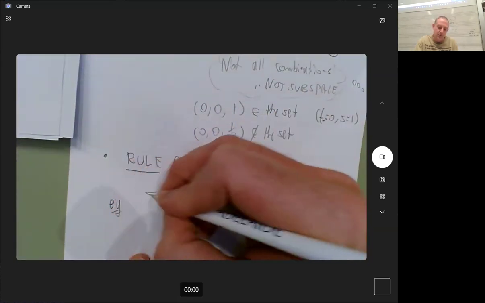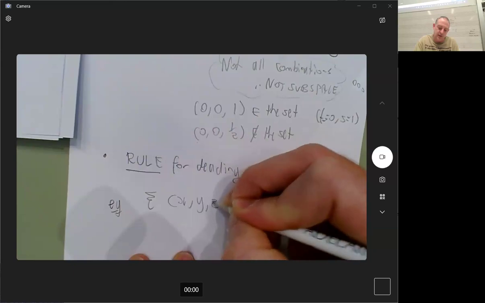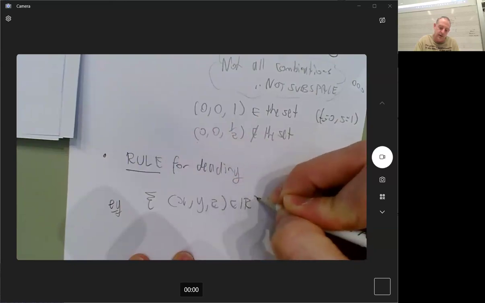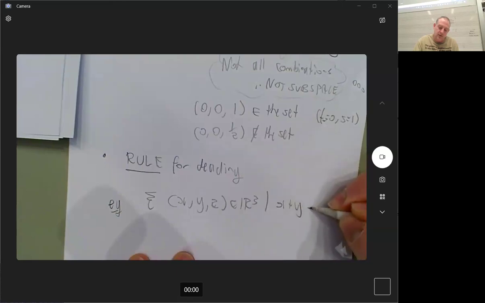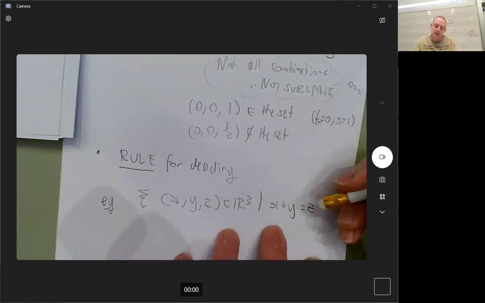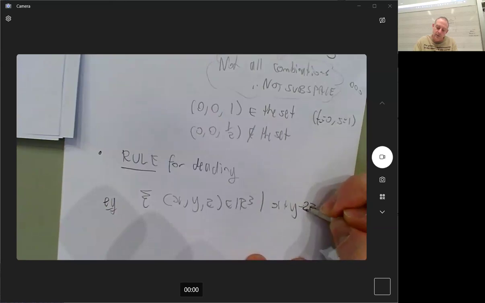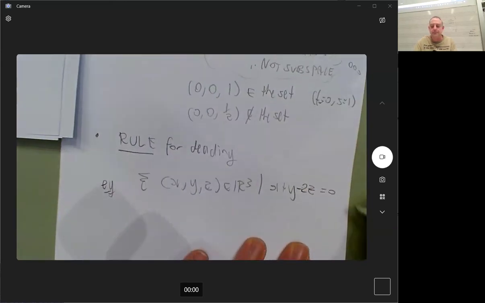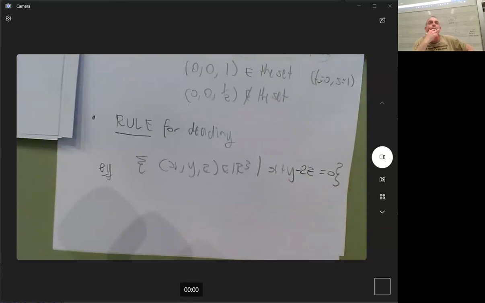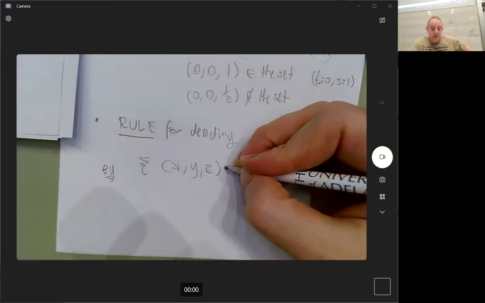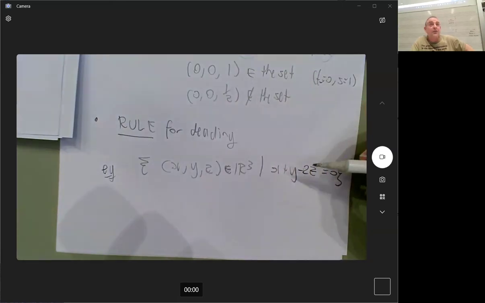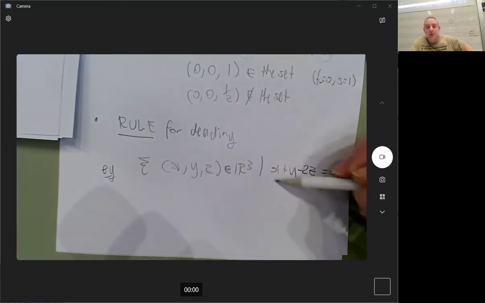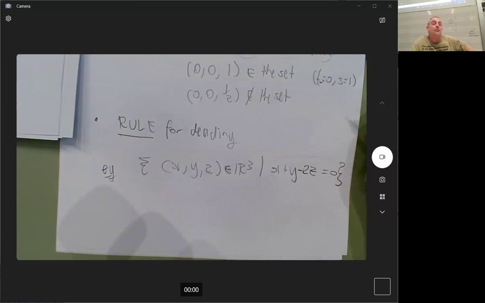So just as an example, the set of x, y, z in R3 such that x plus y minus 2z equals 0. Let's do that. This doesn't tell me what any of the points in this set are. It says that they're all in R3. That's a good start. But the way to decide if they're in the set is that when you sub in the coordinates, it produces 0 when you do this.